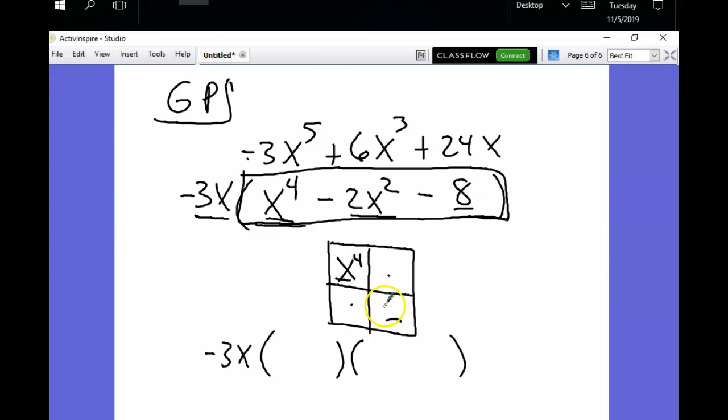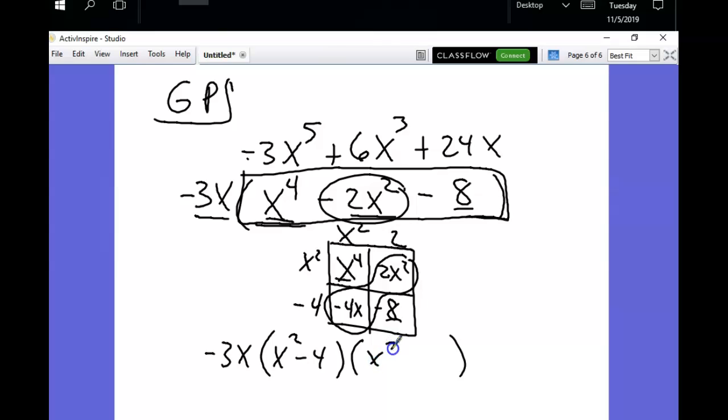Okay, what'd you put here? And what'd you put here? And here? Here? Okay, let's see if that works. So let's fill in our box. This would be negative 4x squared. This would be 2x squared. And then we would combine these. If I combine these, do I get what I need there? I do. So we have x squared minus 4 and x squared plus 2.